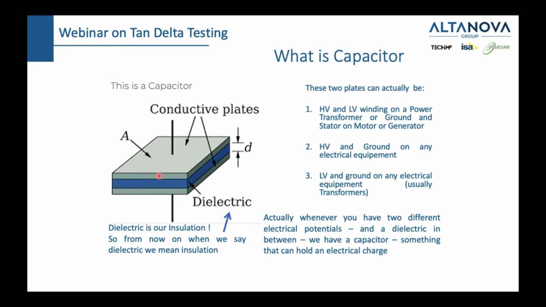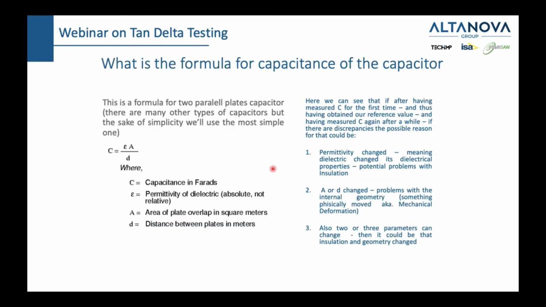And since it's there, let us use that to understand what is the state of our insulation. But in order to do that, we need to dig a little bit deeper. We need to see the basic formula for a two-plate capacitor. So we can see here that we have a capacitance, we have a permittivity, the area, and the distance. So the bigger the area and the bigger the permittivity, and the smaller the distance between the plates, the more electrons I can store inside.